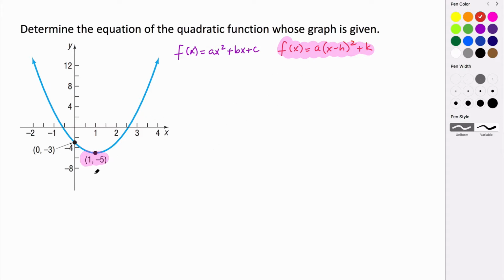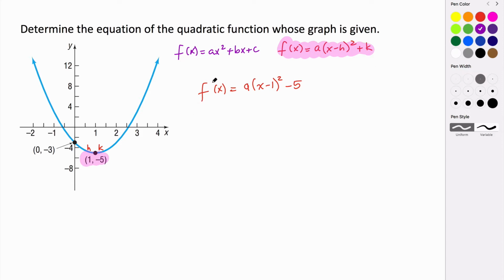So substitute the x value and the y value. So this is h and then that is k. So we have f of x equals a times the value of x minus 1 quantity squared plus a negative 5, so just minus 5.